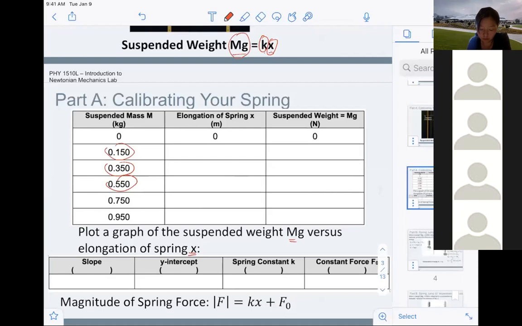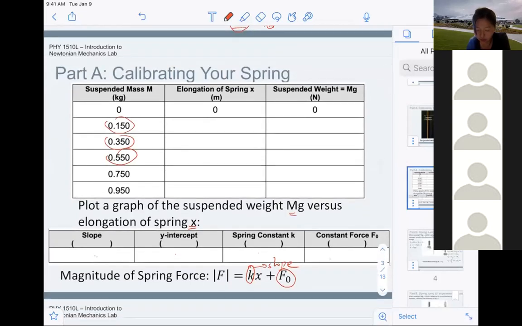So this is the slope. Whatever slope you recorded would tell you what kind of spring you're using, what the spring constant is. And then you get a y-intercept. That tells you how much friction you experience when using this kind of spring. So the y-intercept will tell you the friction.